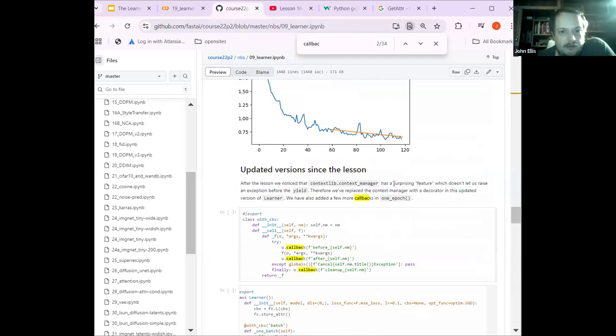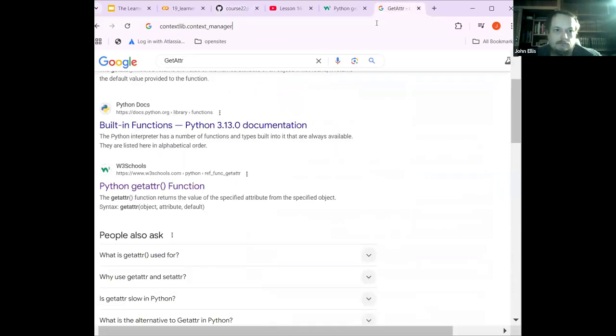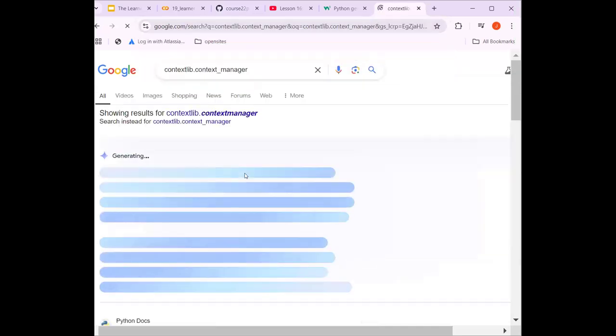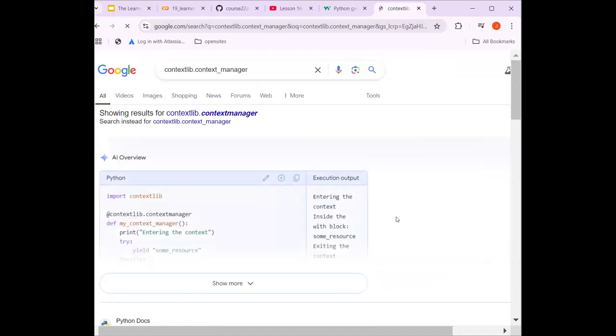So let's see. So yeah, surprising feature which doesn't let us raise an exception before the yield. So replace the context manager with the decorator. I'm wondering if that has anything to do with... I mean, it's surprising, but it makes sense when you consider how context managers are supposed to work.